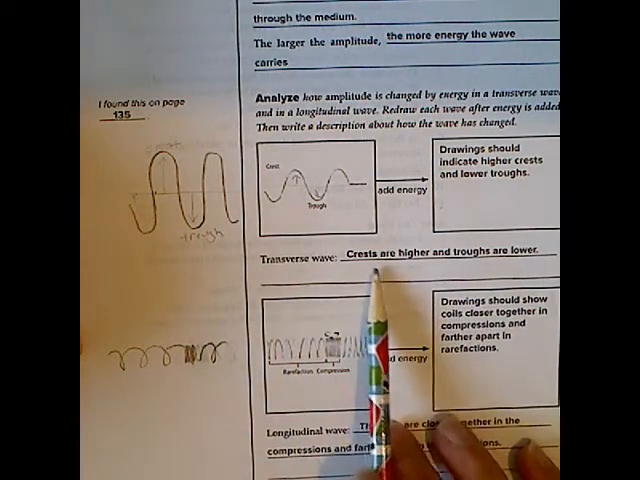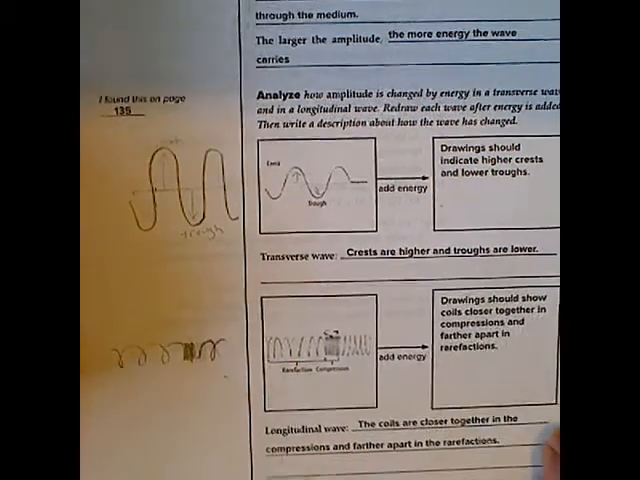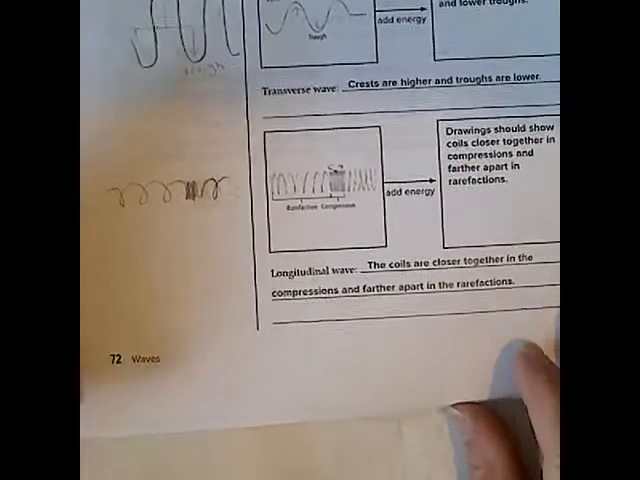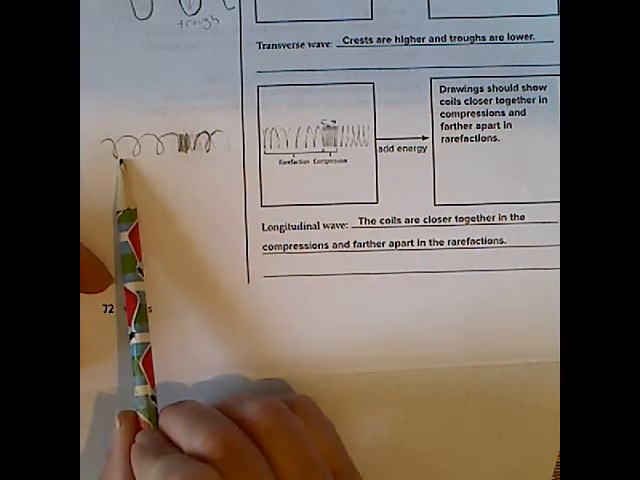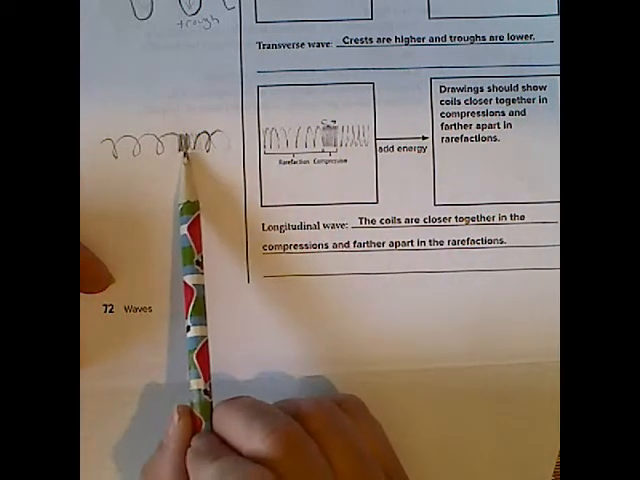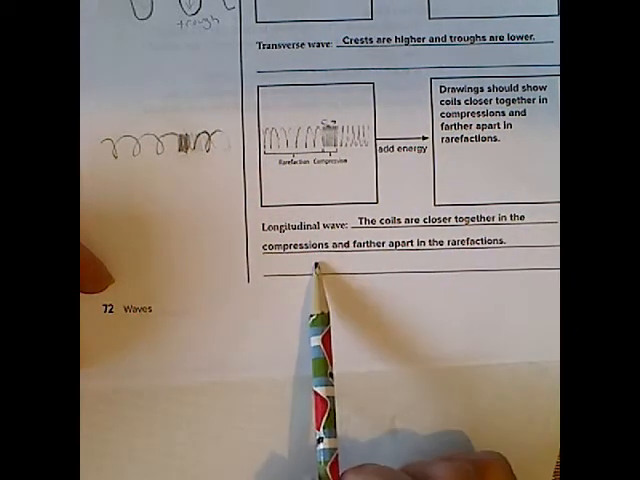So transverse waves, the crest would be higher, the troughs are lower. In a longitudinal wave, having more energy, these rarefactions are going to be further apart. Try to draw this. And the compressions will be even closer together. So the coils are closer together in the compressions and farther apart in the rarefactions.